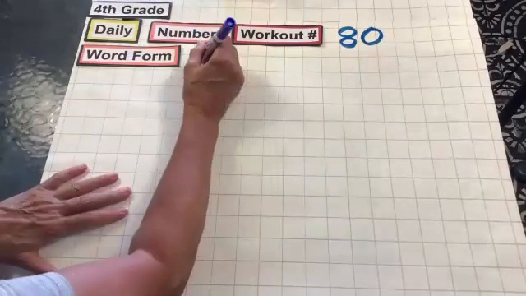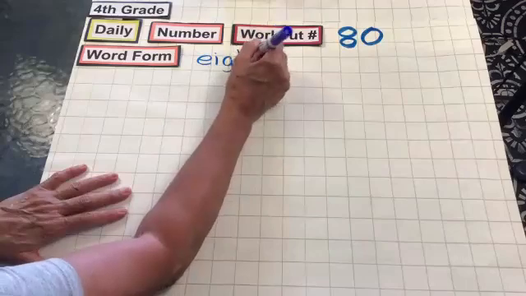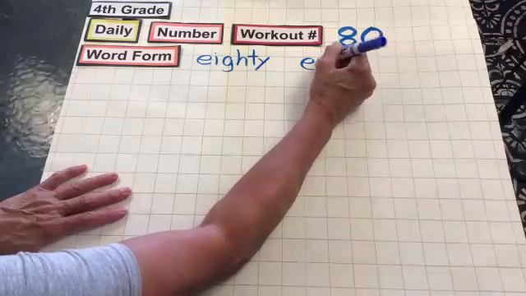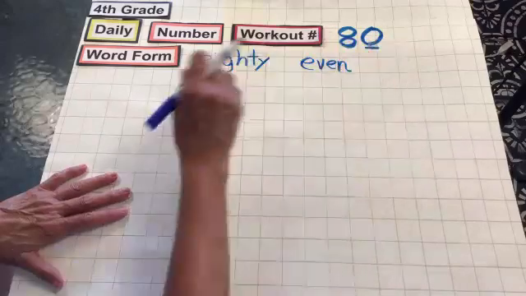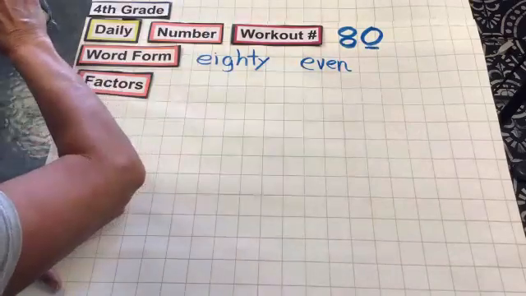We have word form 80, eighty, 80. And since there's a zero in the ones place, this is an even number. So let's move on to factors.